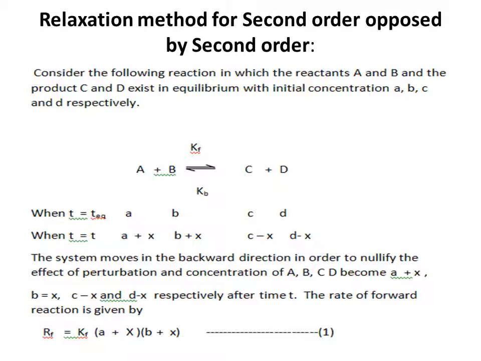Dear students, consider the following reaction in which the reactants A and B and the product C and D exist in equilibrium with initial concentration A, B, C and D respectively.